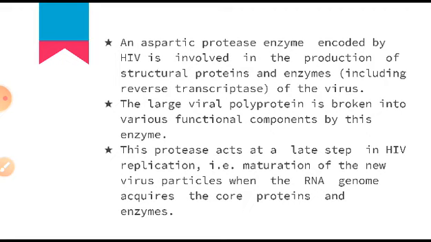An aspartic protease enzyme. Now you understand the mechanism of how these drugs are important here. An aspartic protease enzyme encoded by HIV is involved in the production of structural proteins and enzymes, including reverse transcriptase of the virus. Because this enzyme is needed to make all those viral proteins, the large viral polyprotein is broken into various functional components by this enzyme.